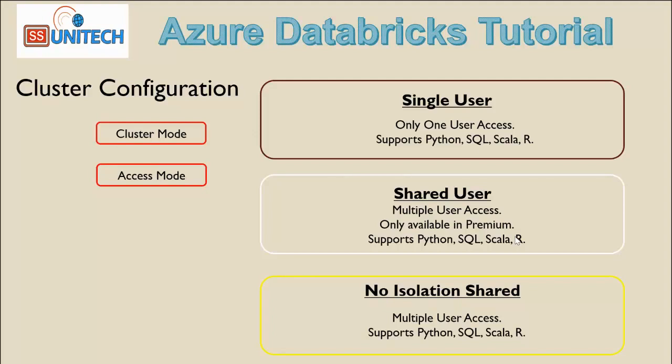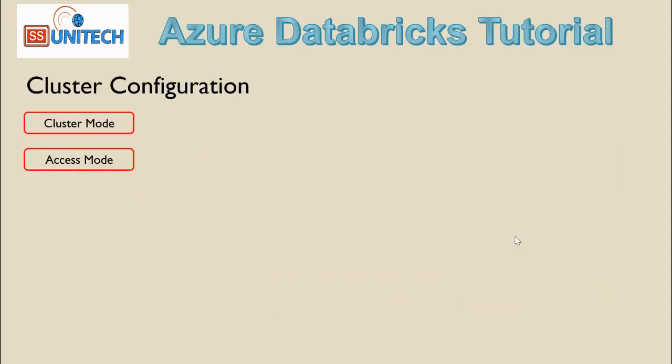Next is the shared user. Here multiple users can access, and it is only available in the premium workspace, and it supports Python, SQL, Scala and R. The last one is the no isolation shared. It means multiple users can access, and it supports all four languages: Python, SQL, Scala and R. So these are the access modes available inside the clusters.